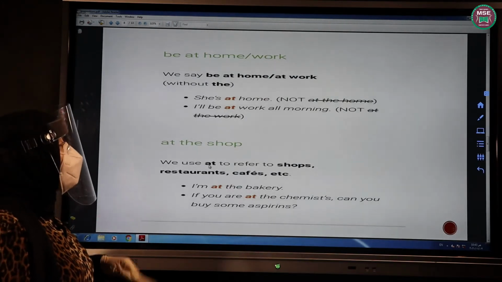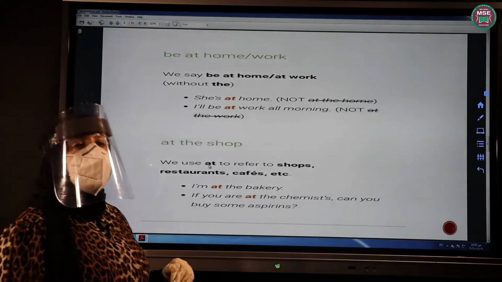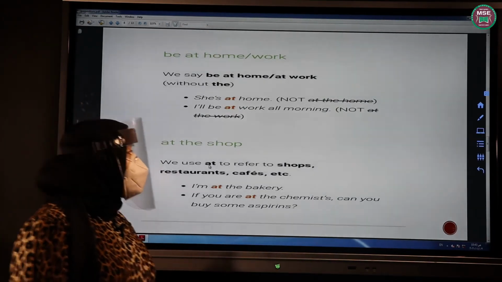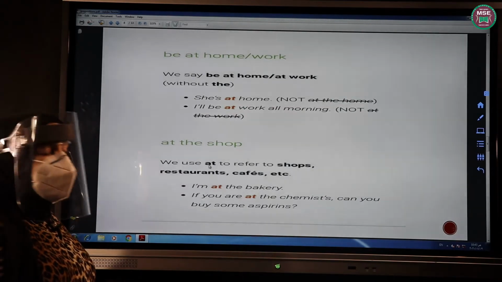At the shop, to refer to any shops. Shops, restaurants, cafes, chemists, any shop. I'm at the bakery. If you are at the chemist's, can you buy some aspirins?